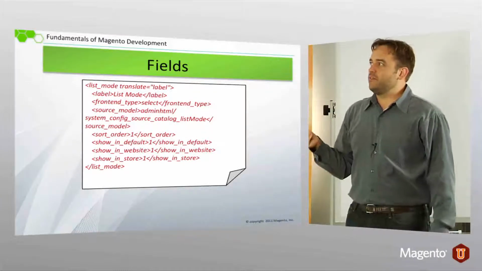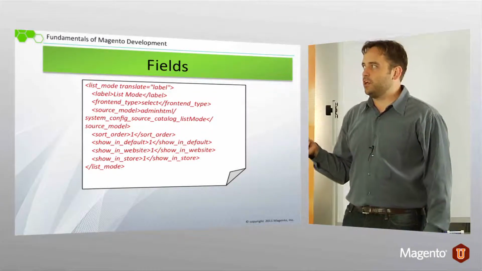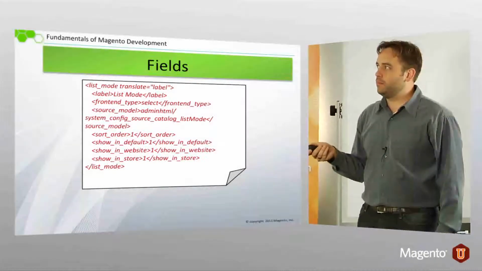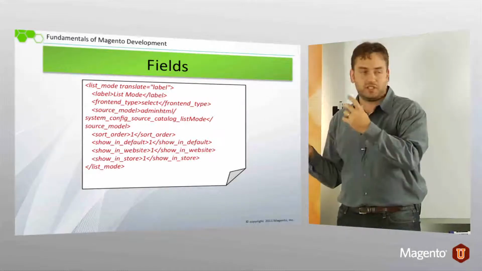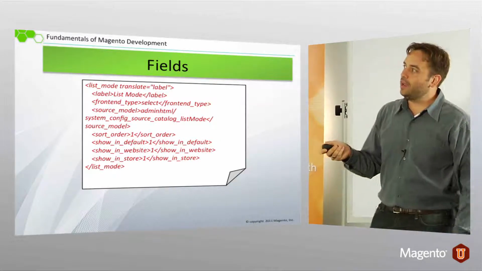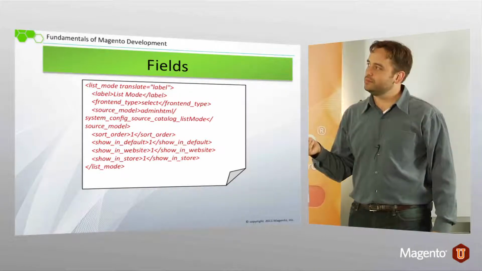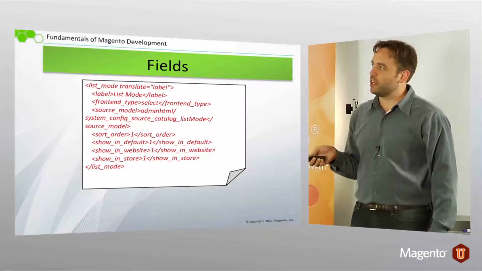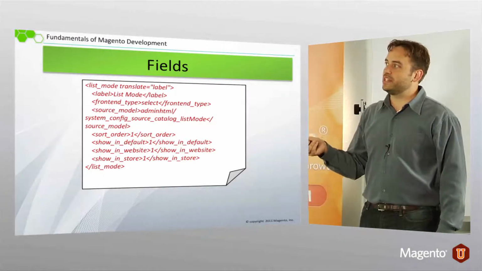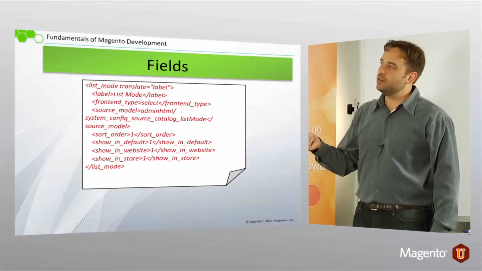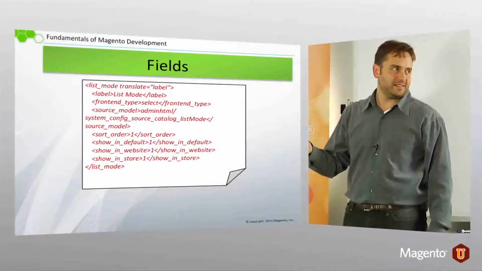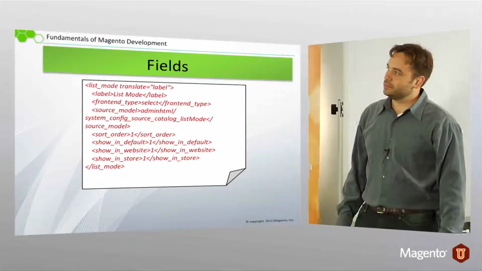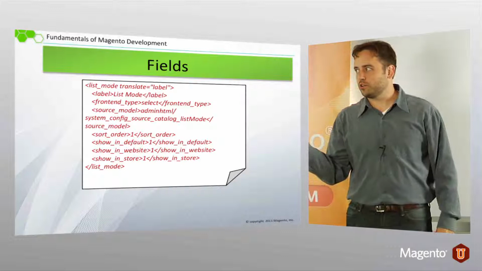And again, we have a label, but here we have a front-end type. So this, we would actually specify. This would actually specify a select box. Okay. And then we're specifying a source model. Adminhtml system config source catalog list mode. Okay, so what this tells me is that the options for this select box are coming from this class. That's what the source models do. And sort order, show in default, show in website, show in store.